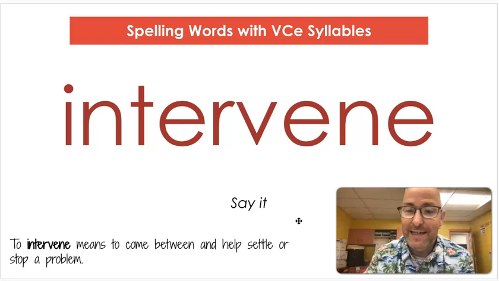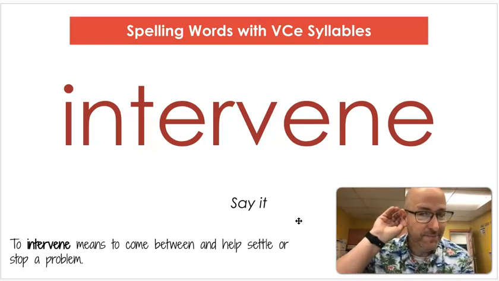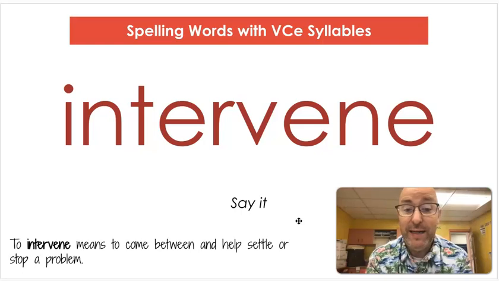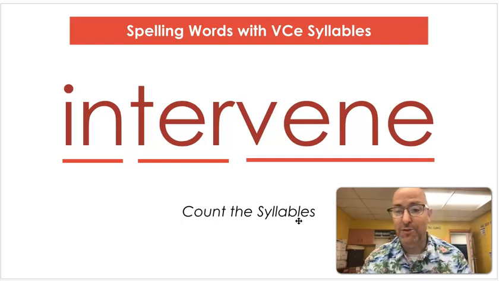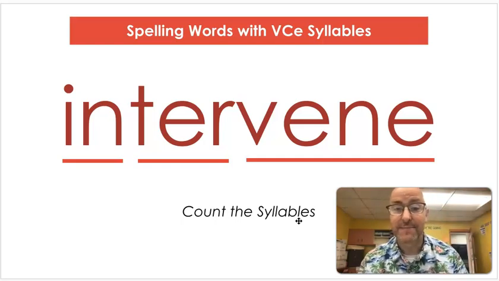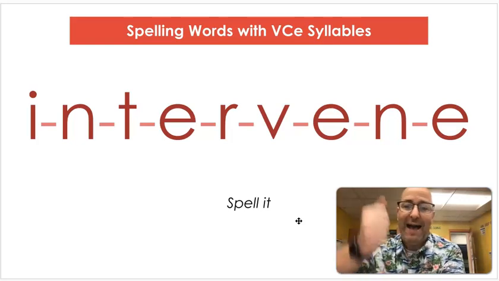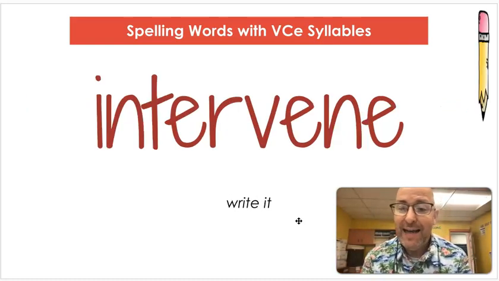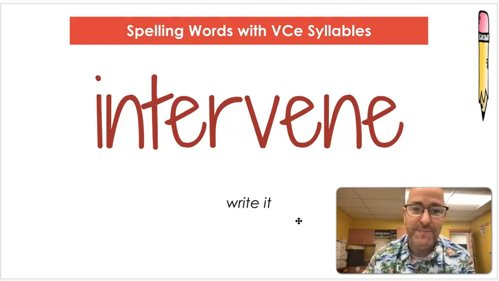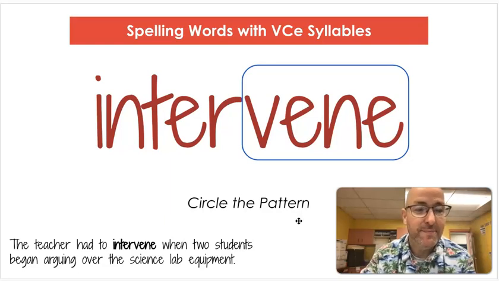The next word is intervene. Say intervene. To intervene means to come between and help settle or stop a problem. Let's count the syllables. Intervene. Let's spell it. I-N-T-E-R-V-E-N-E, intervene. And let's write it. Let's circle that last pattern. The teacher had to intervene when two students began arguing over the science lab equipment.